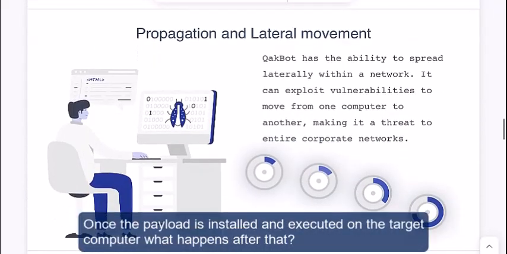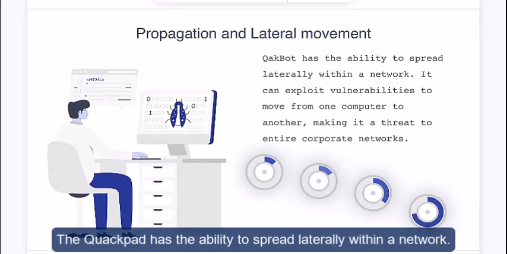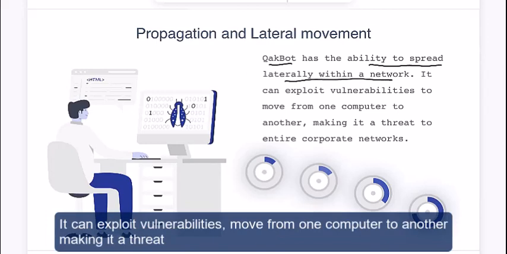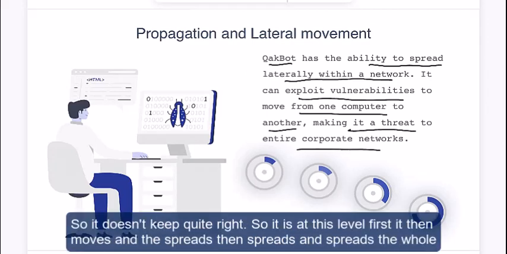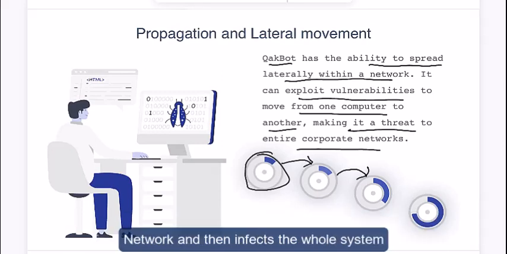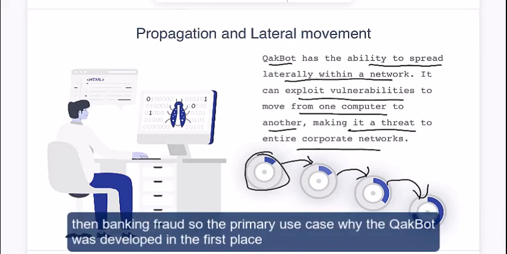Then we have propagation and lateral movement. Once the payload is installed and executed on the target computer, what happens after that? QakBot has the ability to spread laterally within a network. It can exploit vulnerabilities and move from one computer to another, making it a threat to the entire corporate network. So it doesn't keep quiet, right? It starts at this level first, then moves and spreads across the whole network and infects the whole system.